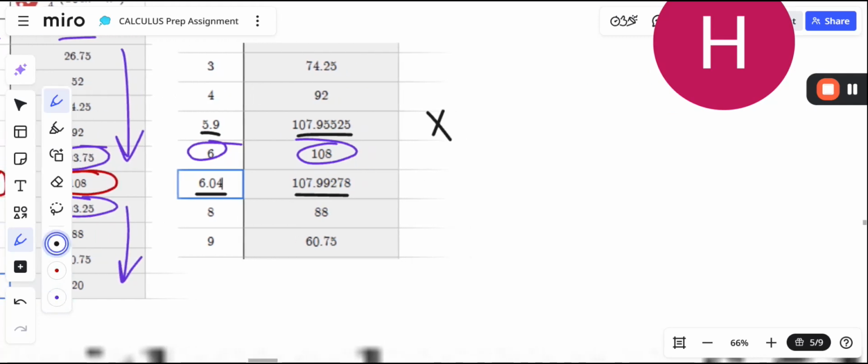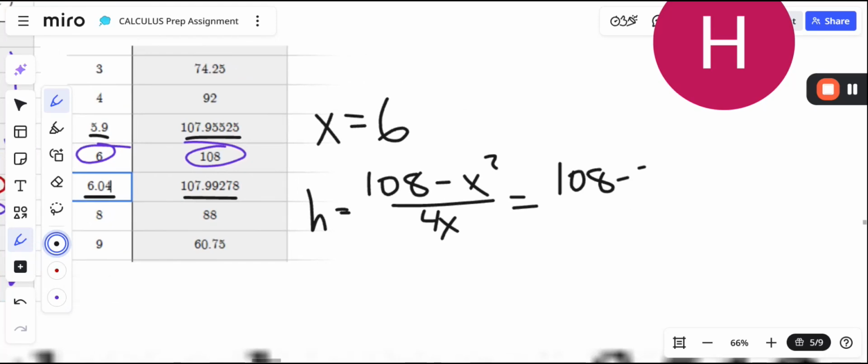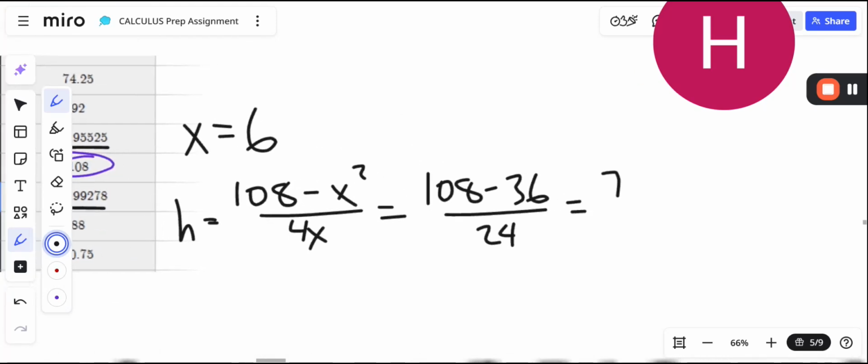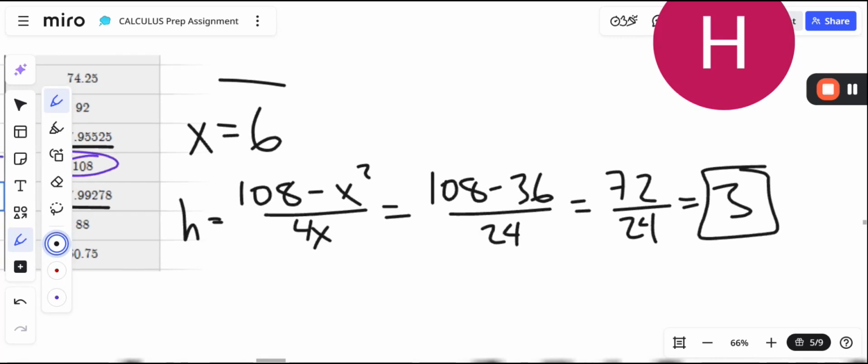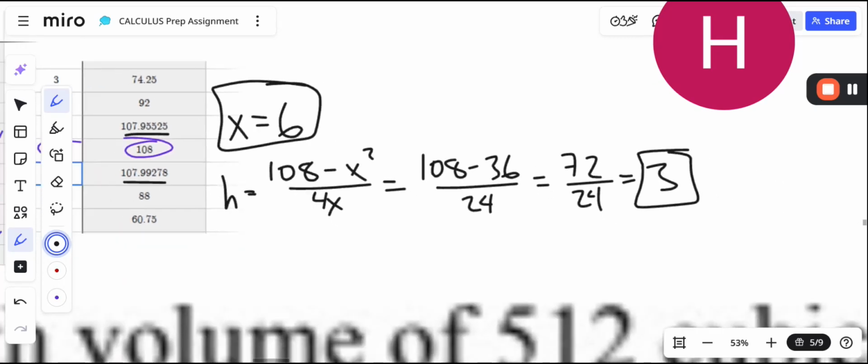Which means that the x value is 6, and the height is, remember the formula for that? We used it to substitute: (108 minus x squared) over 4x. So this is going to be (108 minus 36) over 24. It's a pretty quick calculation. 72 divided by 24. It's 3. All right, so these are the dimensions that we can comfortably say would produce a maximum volume.